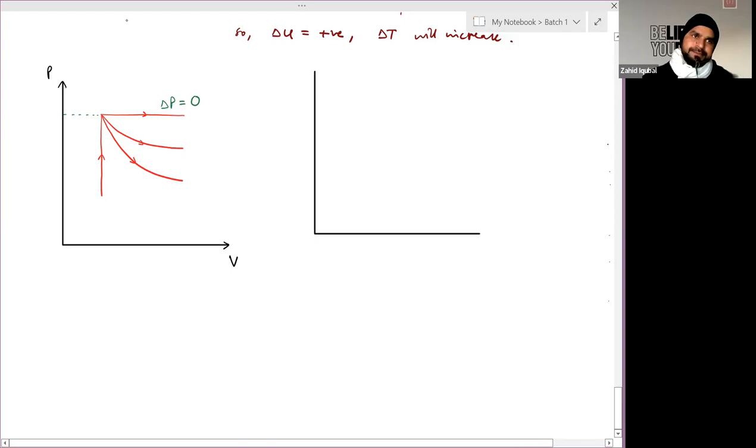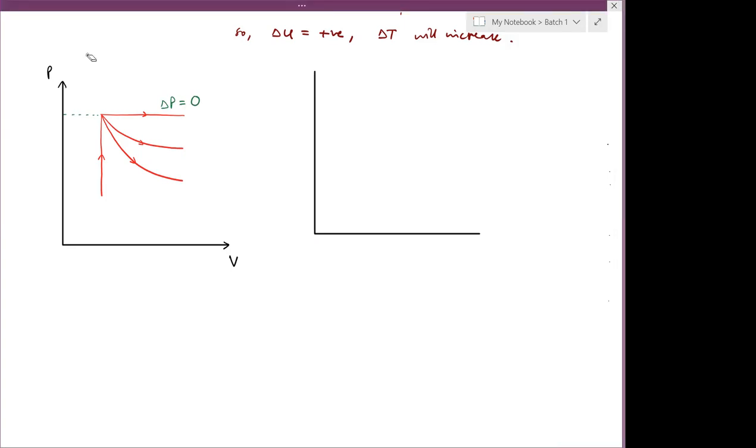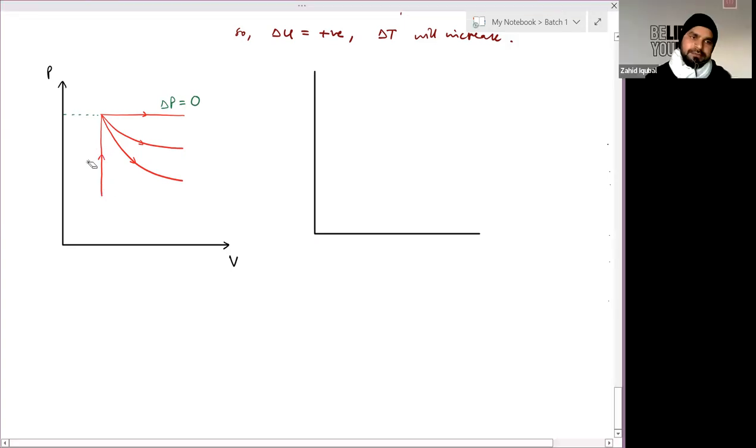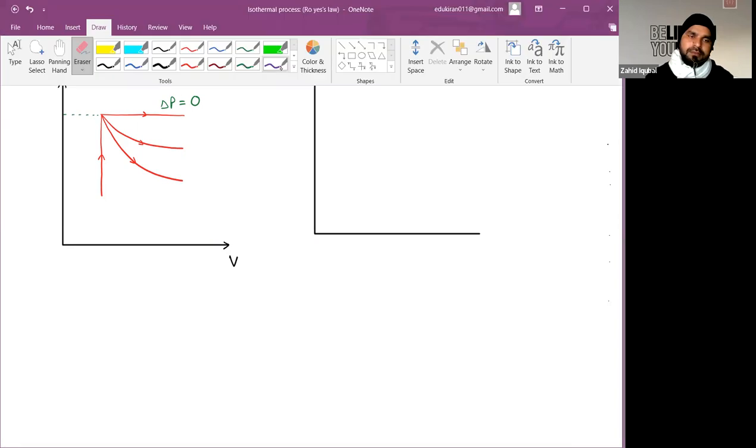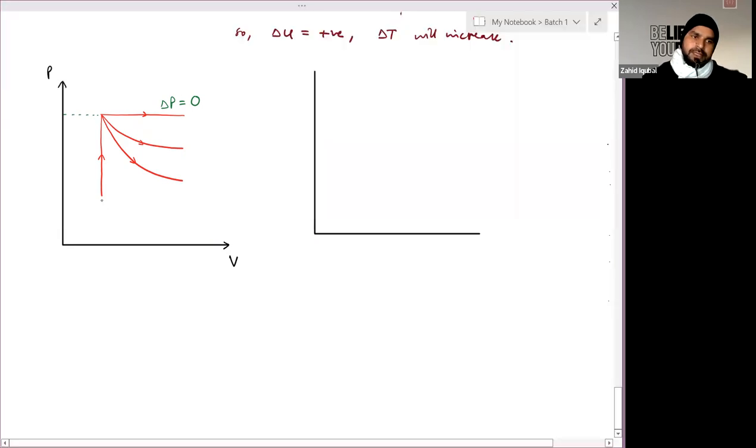Hamza, is it clear? Yes, sir. Just tell me about this particular part. Since it is parallel to the y-axis, its x coordinate will be constant, and the x coordinate is volume. It means delta V will be 0. That is an isochoric process. Iba, is it clear?